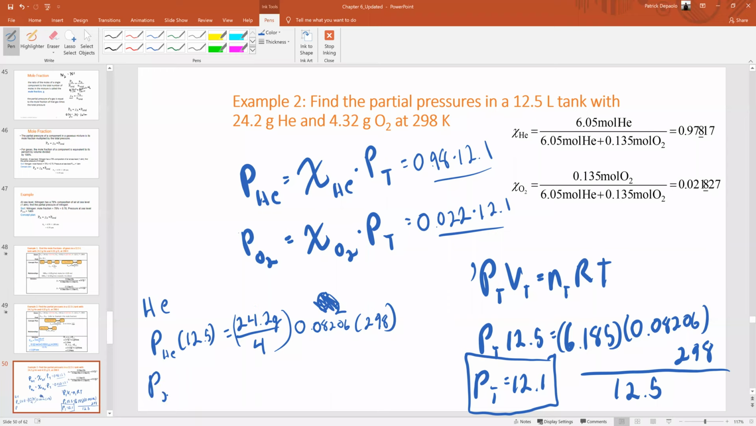And then for oxygen, you would be solving this one: 12.5 times P equals 4.32 grams divided by 32, which is the molar mass of oxygen, times 0.08206 times 298, and you would get your answer for P O2. And these answers should be the same as these. All right, so I know that was a lot. Any questions on that? We're almost done.